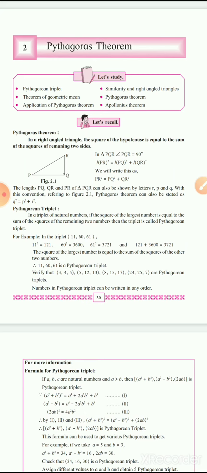In this way, we can also verify that 3, 4, 5; 5, 12, 13; 8, 15, 17 and 24, 25, 7 are Pythagorean triplets. Okay, you can also verify them.